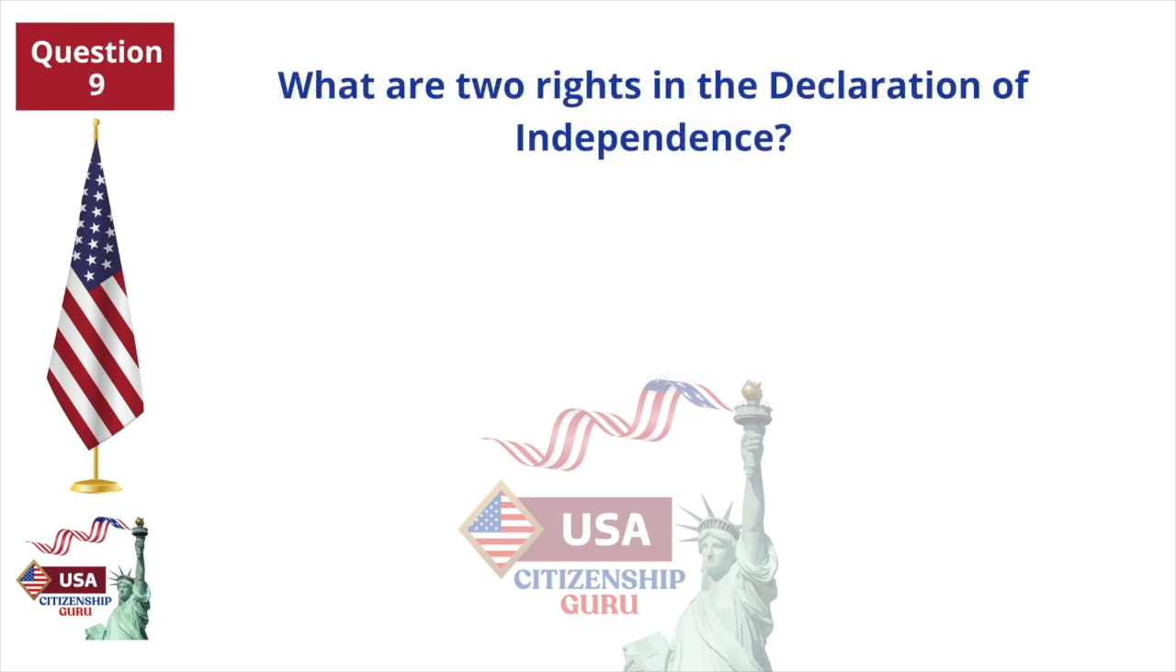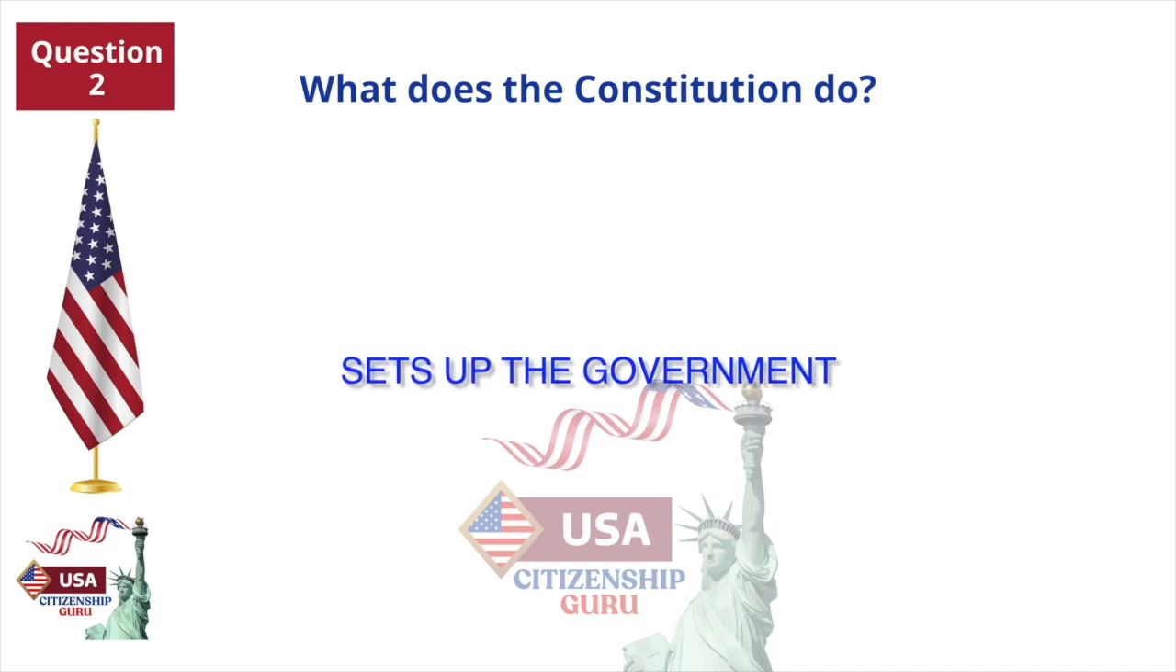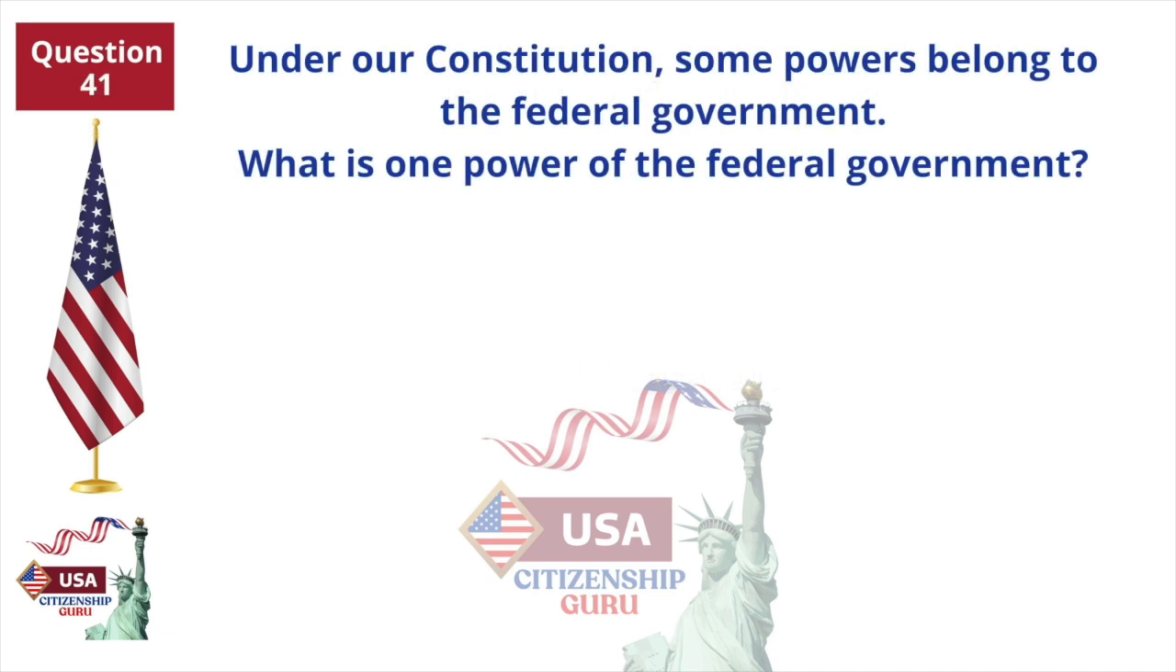What are two rights in the Declaration of Independence? Life, liberty. What does the Constitution do? Sets up the government. Under our Constitution, some powers belong to the federal government. What is one power of the federal government? To print money.